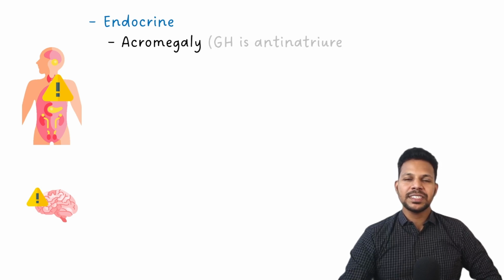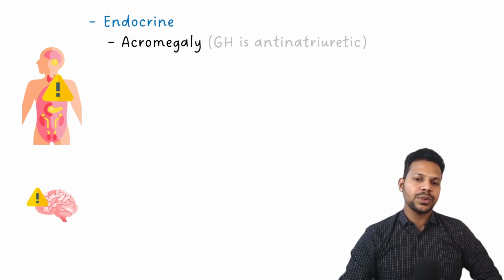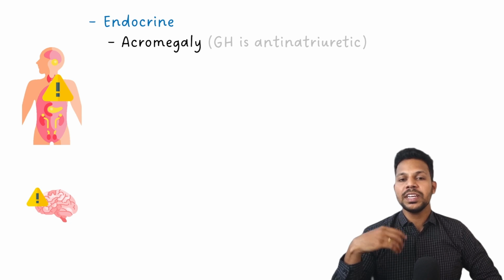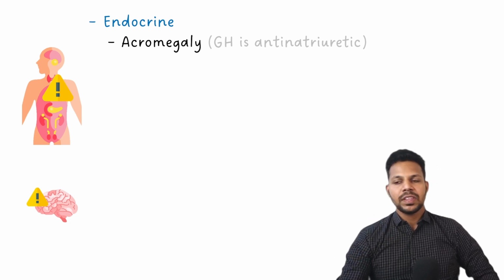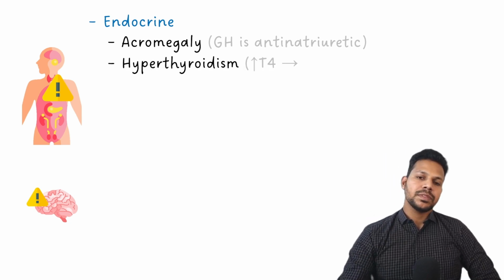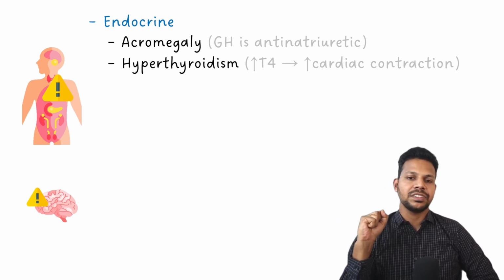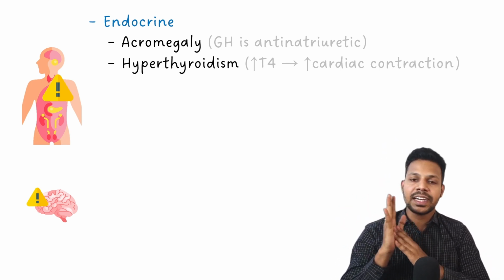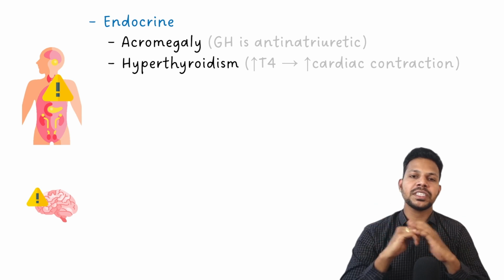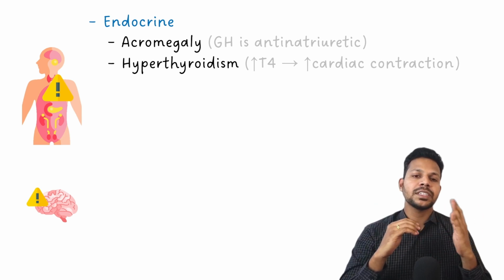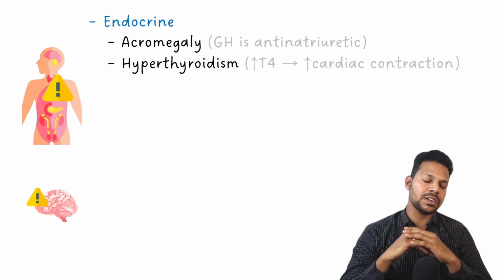Acromegaly is nothing but excessive production of growth hormone. The growth hormone is anti-natriuretic. It is not going to allow the sodium to pass into the urine, and hence there is sodium retention in the body that will result in hypertension. Then hyperthyroidism. The thyroxine function itself is to increase the cardiac contraction. So when there is increased cardiac contraction, there is increased systolic blood pressure. Hence there is systolic hypertension in hyperthyroidism.